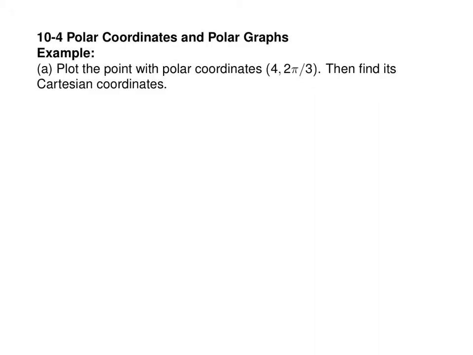So next we have polar coordinates and polar graphs. So plot the point with polar coordinates 4, 2 pi thirds, then find its Cartesian coordinates. So we have my polar axis, my origin and polar axis, 2 pi thirds will be approximately right there. And the point is a distance of 4 away from the origin.